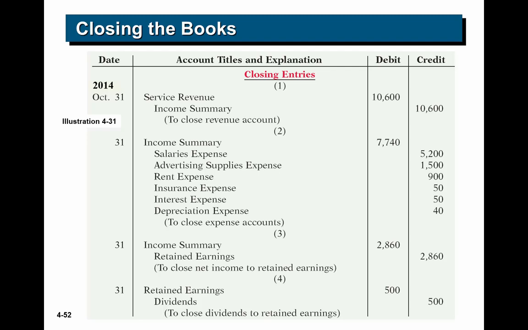If we credited $10,600 and we debited $7,740, then the income summary will now have a balance of $2,860 on the credit side. So we're going to debit that account $2,860. So now income summary is returned back to zero, or closed, and we will credit retained earnings $2,860.